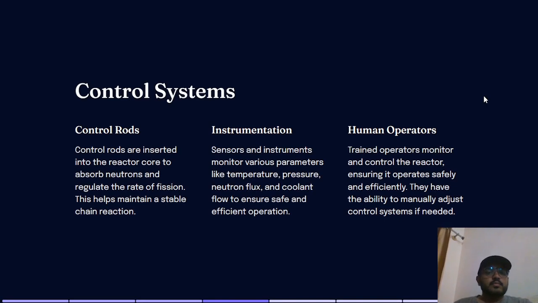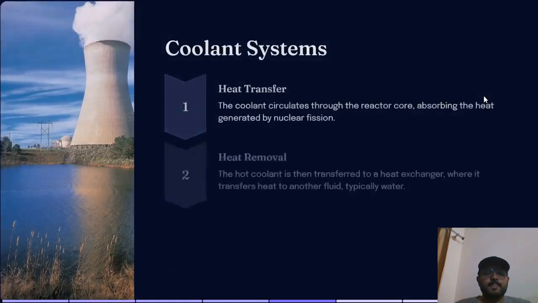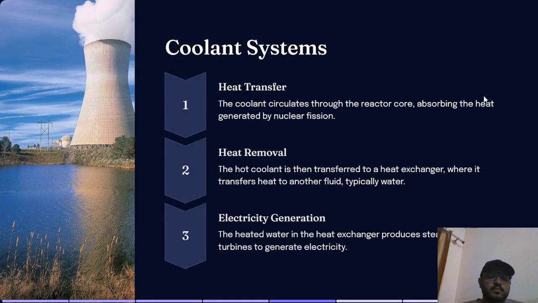Control system. In the control system there are control rods. Then the coolant system. In the coolant system there are heat transfer, heat removal, and electricity generation. The coolant circulates throughout the nuclear core, absorbing the heat generated by nuclear fission.